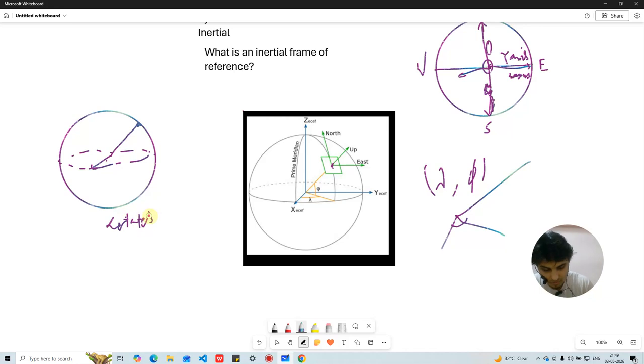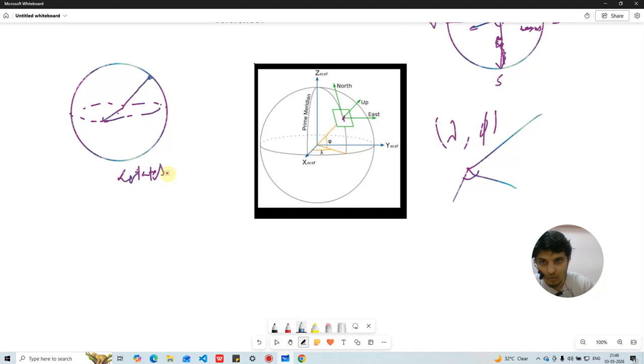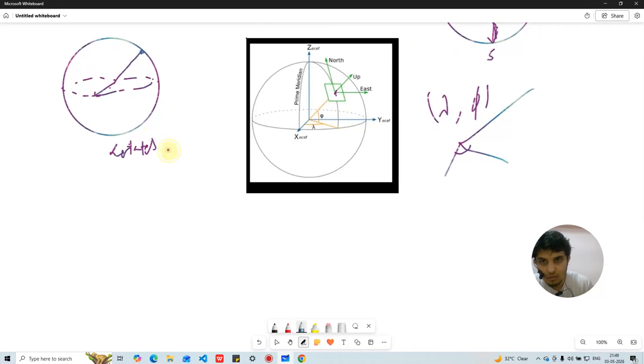It rotates with the Earth. Yeah, so the entire coordinate system has also rotated with it, even though the Earth has rotated. So our net result, our net output, our coordinates still remain the same even though the Earth has rotated, because the coordinate system itself has rotated with the Earth.